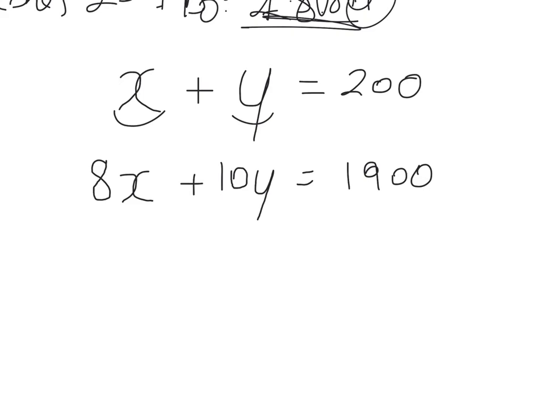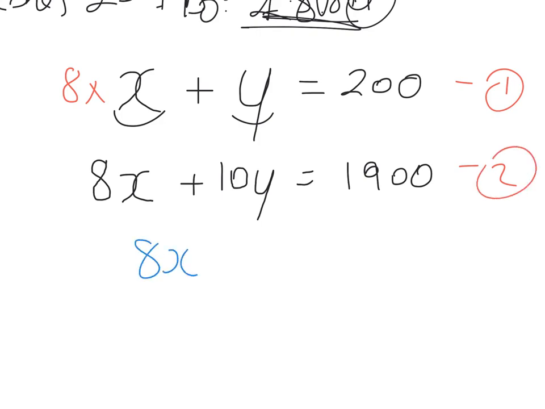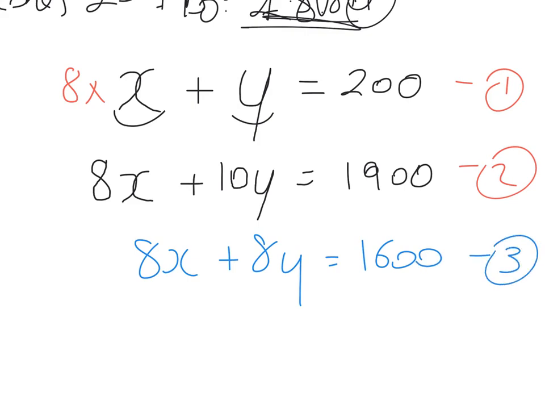So x is standard seats and y is deluxe seats. We can use simultaneous equations to figure this one out. So let's this time get rid of x's, and I'm going to multiply this equation by 8, and that's equation 1. So when I do so, 8 times x is 8x, 8 times y is 8y, and 8 times 200 is 1600, that's equation 3. Equation 4 I don't need to adjust, 8x plus 10y is equal to 1900.